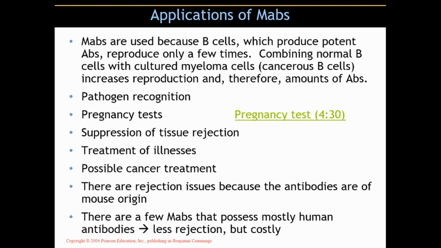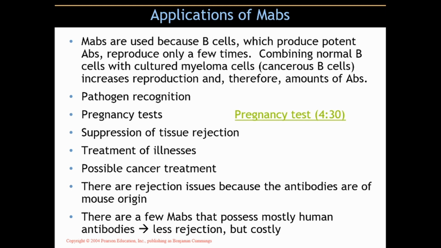So we have fast reproducing cells that are able to churn out loads of antibodies. We're going to use MABs for pathogen recognition. The biggest application, though, are pregnancy tests, most definitely. That is the most commonly used application for MABs. Suppression of tissue rejection and tissue transplants.